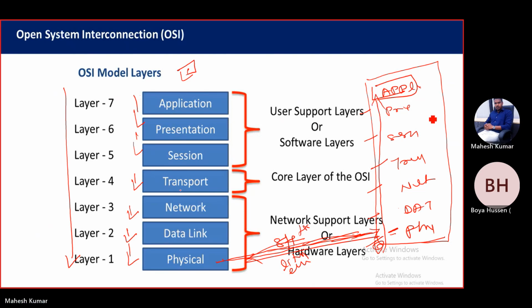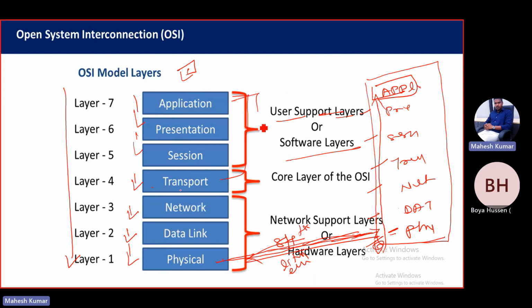If you want to remember this: we have application, presentation, session, transport, network, data link, and physical. Now, what is the responsibility of each layer is what we are going to discuss. First, the top three are known as the support layers, or software layers, also called host layers.